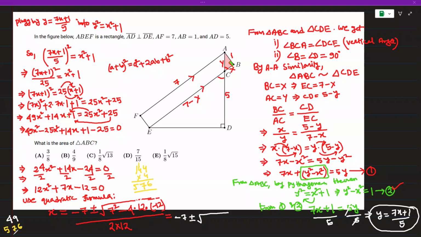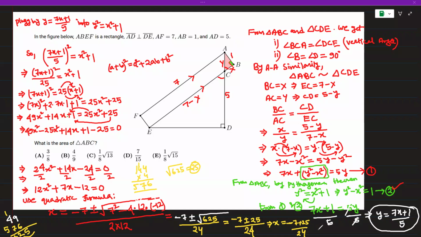Now 49 and 576, if you're adding, 6 plus 9 is 15, 1 carry, and so on, so we are getting here 625 over 24. Now the square root of 625 equal 25, we know. So minus 7 plus minus 25 over 24. That means we can take the x value, which is minus 7 plus 25 over 24. We are taking the positive value since x is positive.